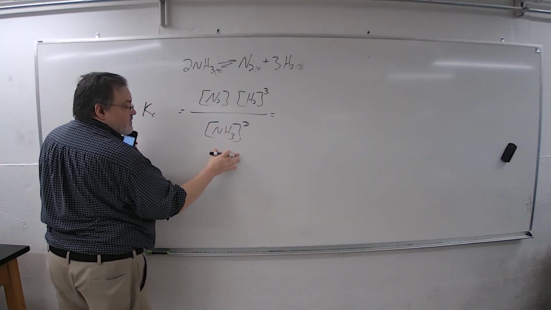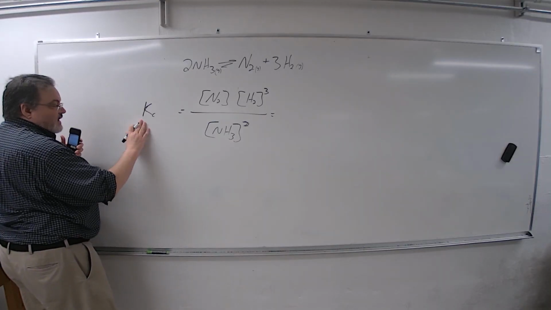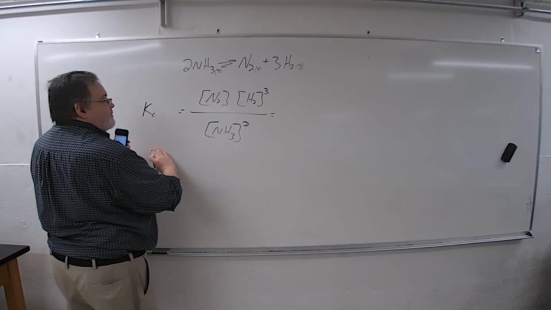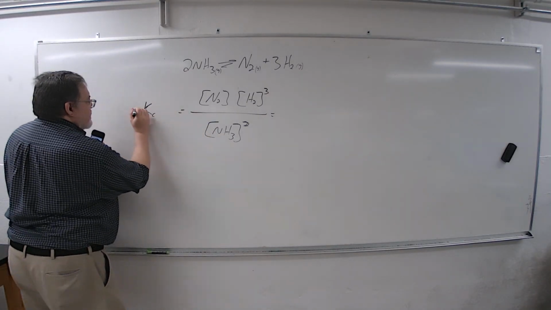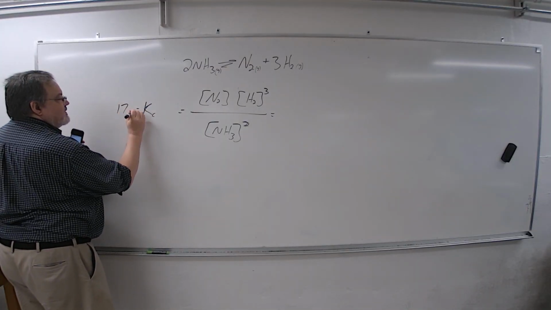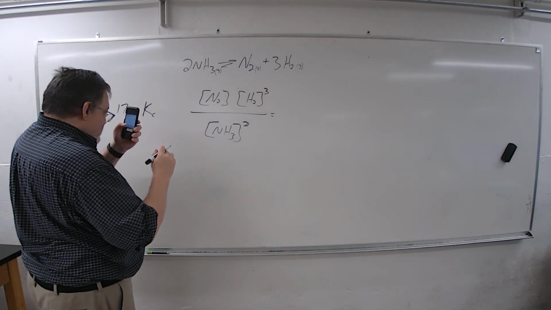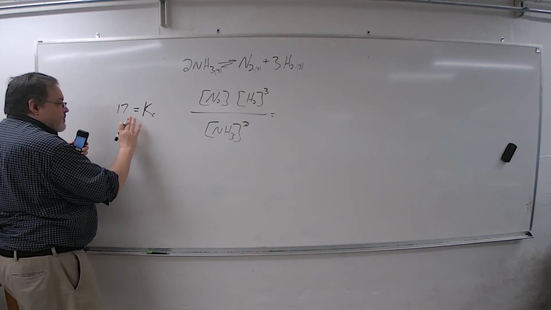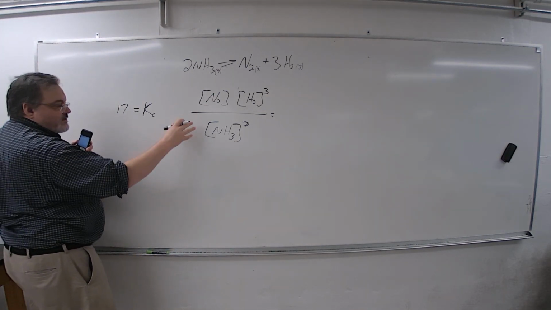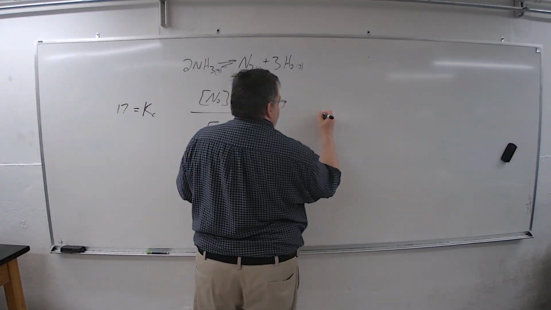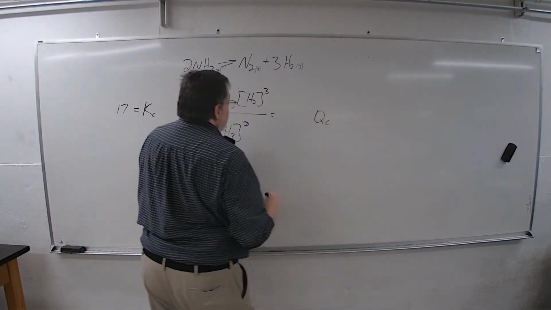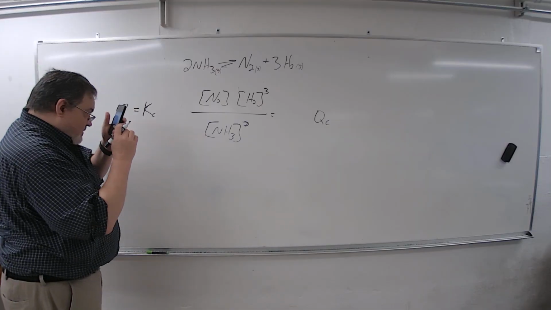C means we're doing this by concentration and not partial pressures. K means we're at equilibrium, what it equals at equilibrium. And we're told, what does it say, 17? It says that at equilibrium Kc equals 17. The answer to this, we're actually calculating Qc because we're away from equilibrium.